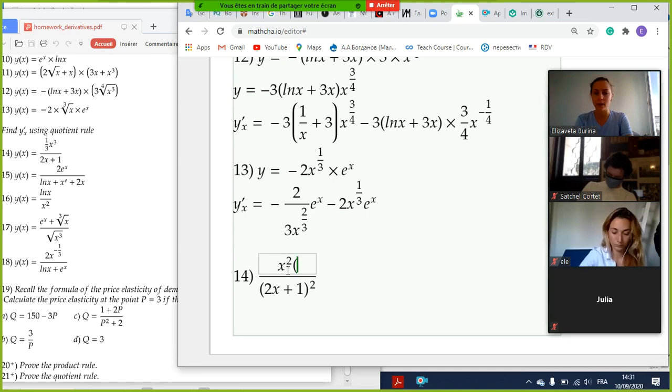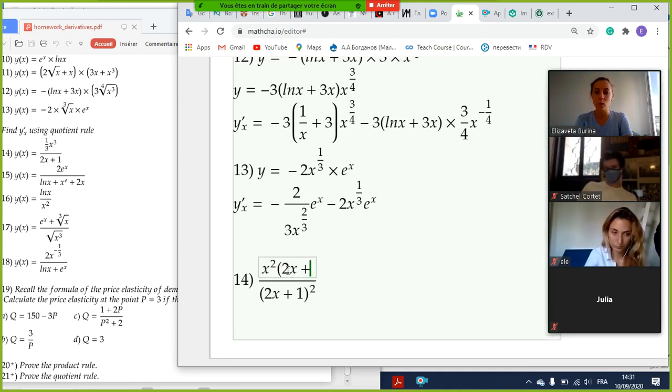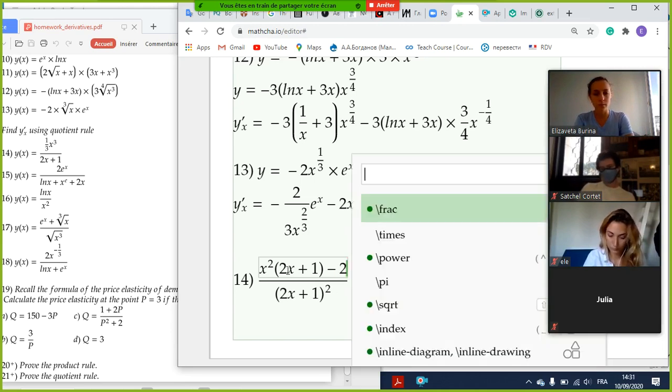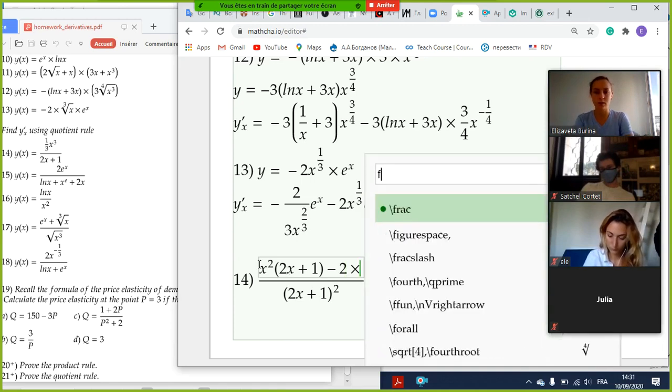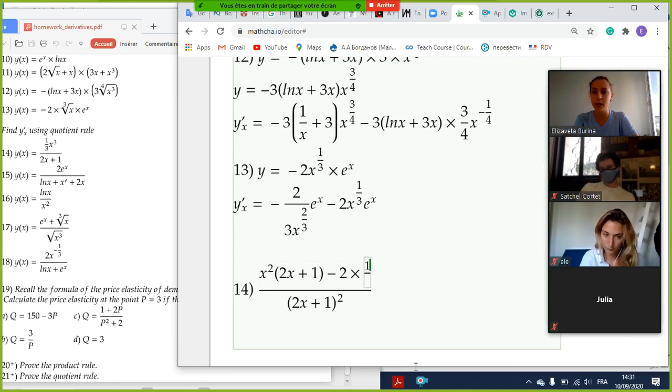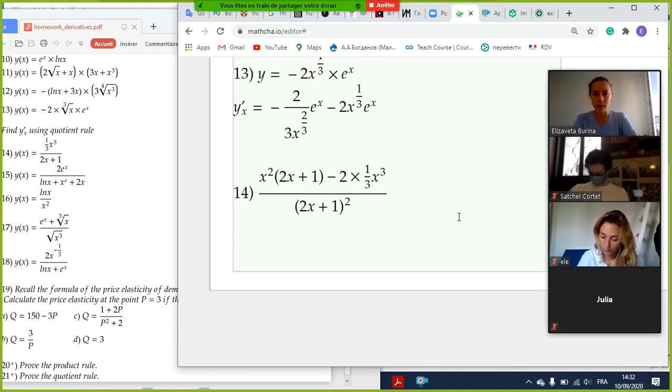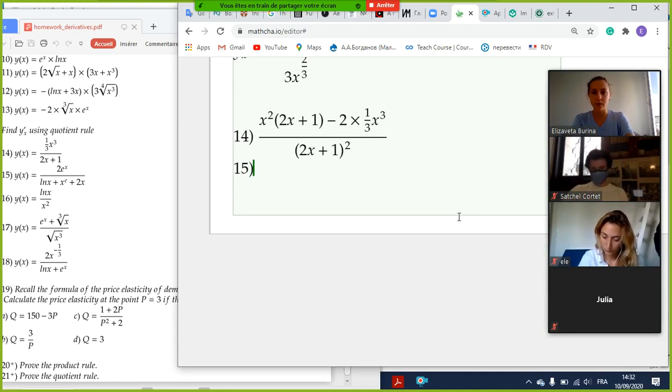That's the derivative of the numerator. Then we multiply it by the denominator, which is 2x plus 1. Then we do minus because now we changed a different rule. The derivative of the denominator is 2 times the numerator, which is 1 over 3x cubed. Cool. That was number 14. For number 15, what we got?